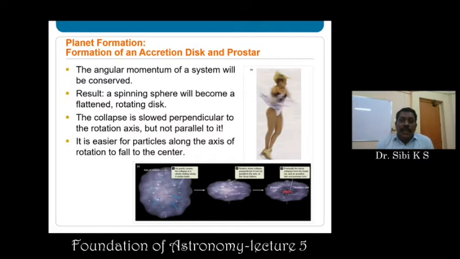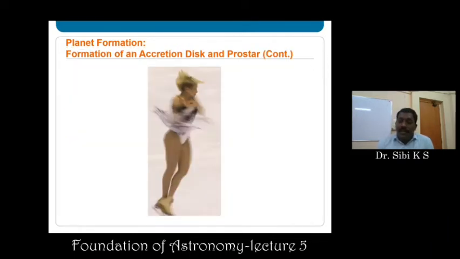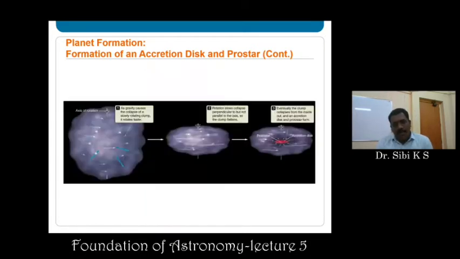It is actually due to the angular momentum of the system. We know the angular momentum of the system will always be conserved. And what is the result? A spinning sphere will become a flattened rotating disk. The collapse is slowest perpendicular to the rotation axis but not parallel to it. So it is easier for the particles along the axis of rotation to fall to the center. So we can have a small video on the formation of the accretion disk and protostar.